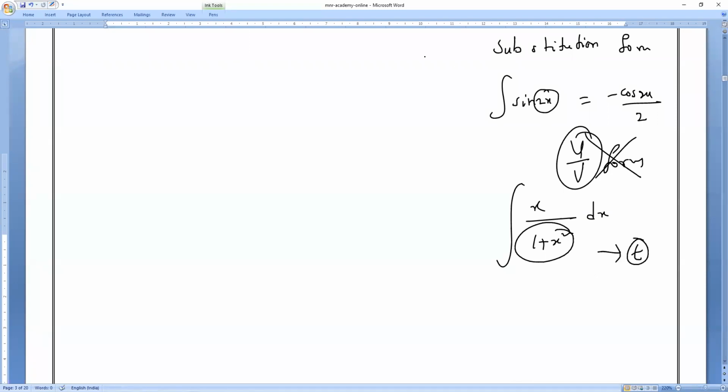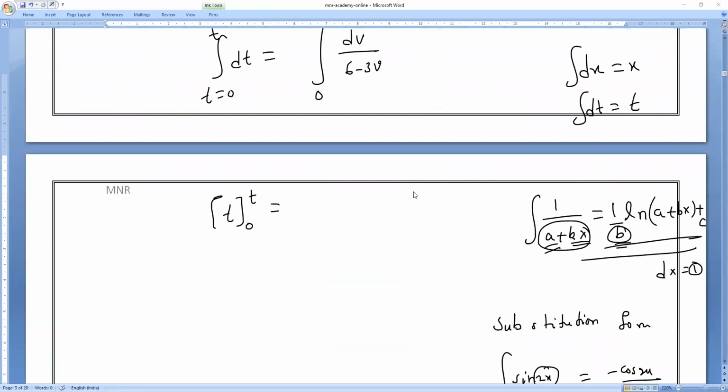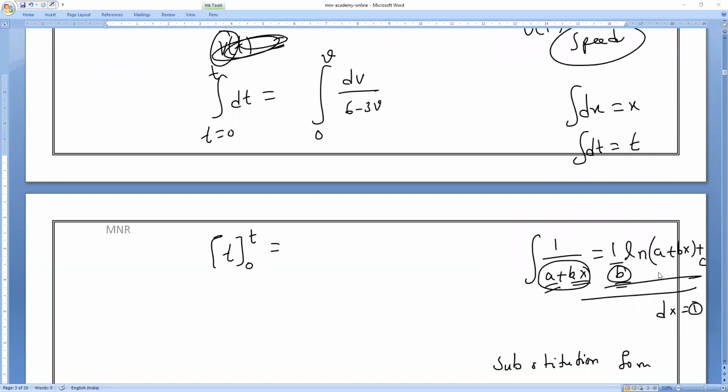Substitution form we have solved? Yes, sir. So similar way we have to solve this one. If you solve this one similar way, otherwise you remember this formula. The integration of 1 by (a plus bx) is equal to ln of (a plus bx) plus c, as it is.